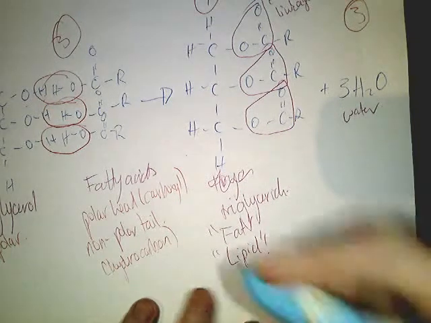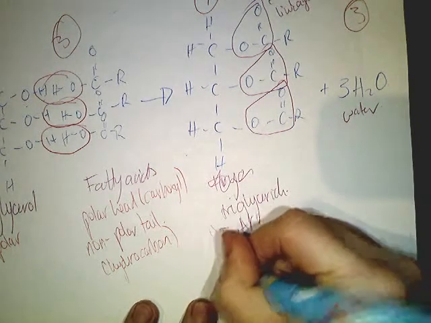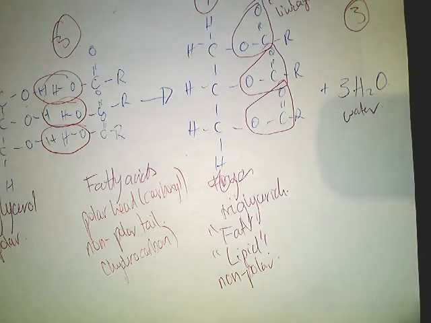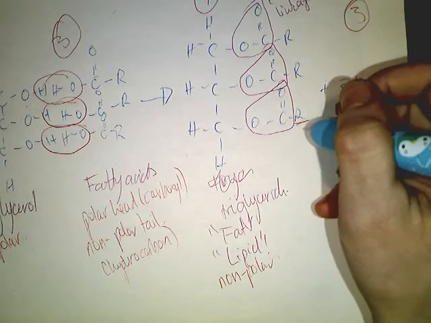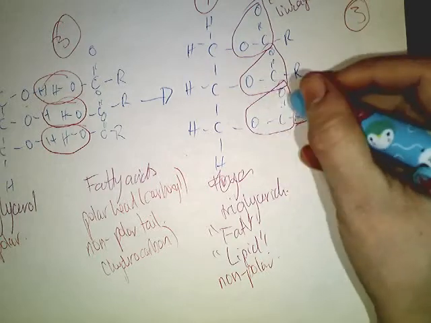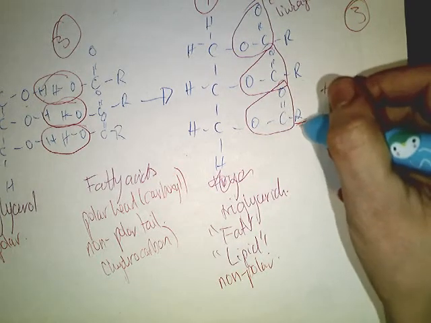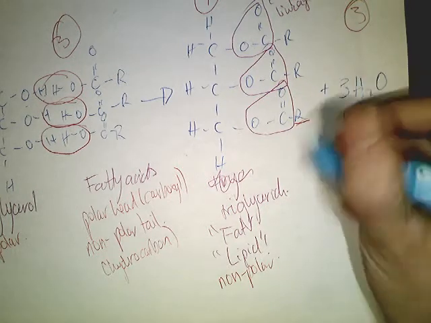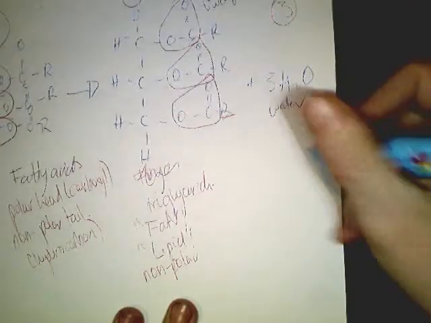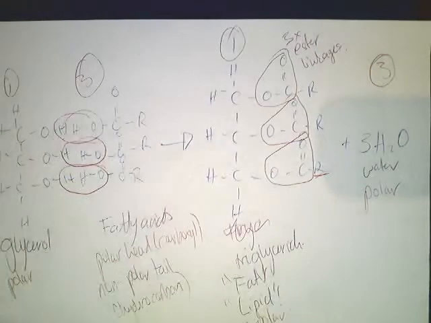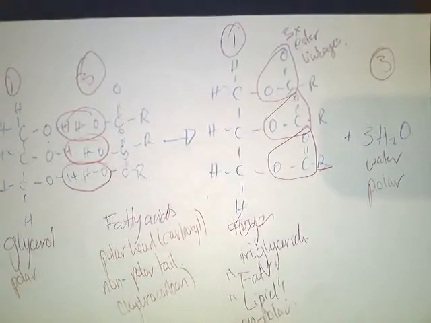Now triglycerides are non-polar. They've lost their OH groups, and they've formed ester groups, which are largely non-polar along with that. The ester group itself is slightly polar here at the C double bond O, but because they've got the long hydrocarbon chain, they've lost their OH, so they've become non-polar overall. But water itself is polar. We know that.